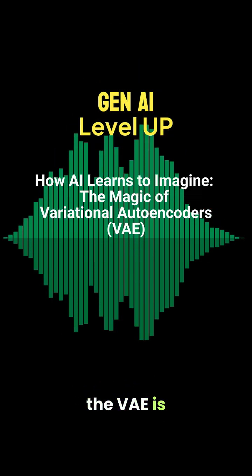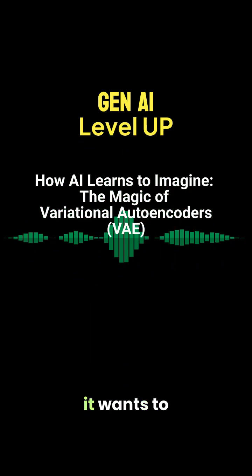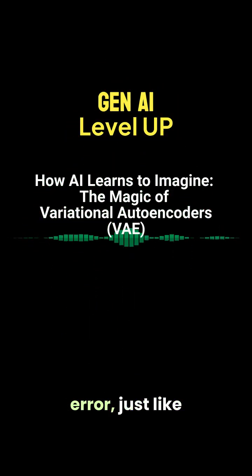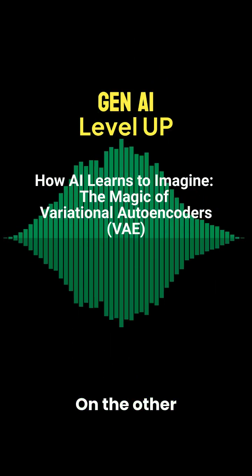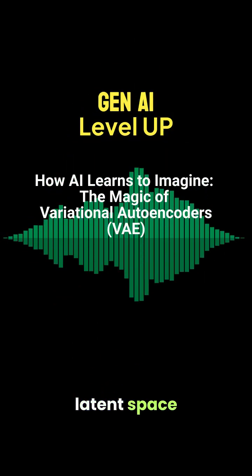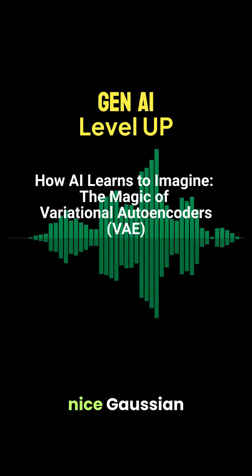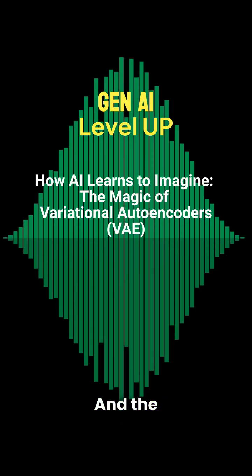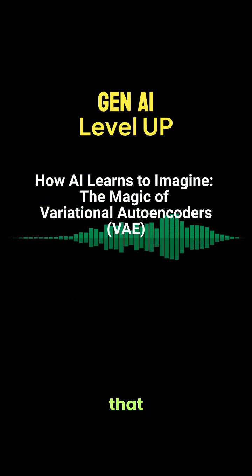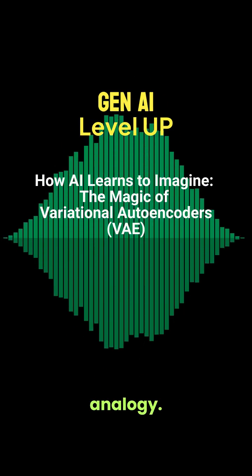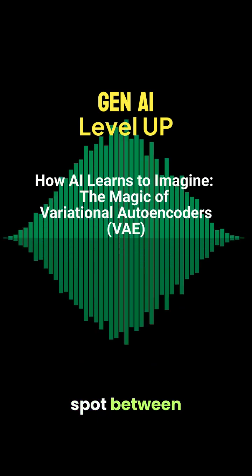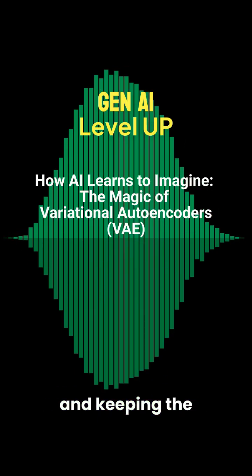So it's like the VAE is trying to walk a tightrope. On one side, it wants to minimize the reconstruction error, just like a standard autoencoder. On the other side, it wants to keep the latent space representation close to that nice Gaussian distribution. And the regularization term is the balancing pole that helps it stay upright. That's a fantastic analogy. It's all about finding that sweet spot between minimizing reconstruction error and keeping the latent space structured and regularized.